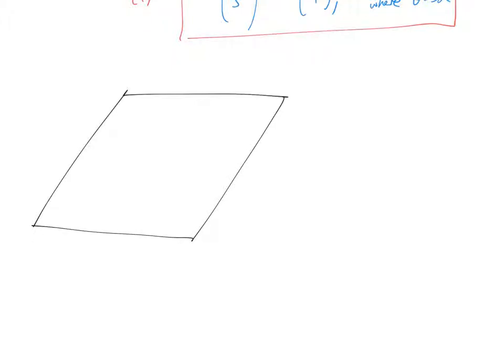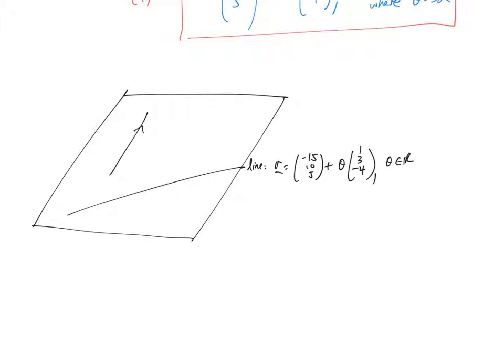The question tells us the plane contains a line. This line is negative 15, 10, 5 plus theta of 1, 3, negative 4, theta is real. The plane is also parallel to another vector, maybe 11, 7, 8. There's a line passing through A, perpendicular to P, and it meets P at the point L. So the business of the whole part 2 is to find what this is.